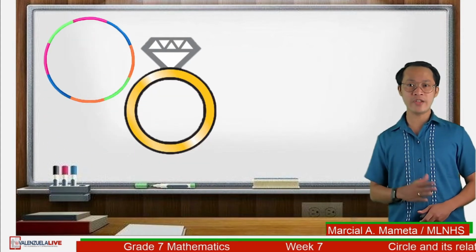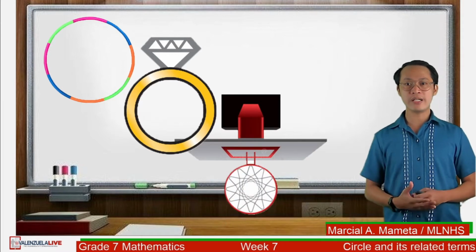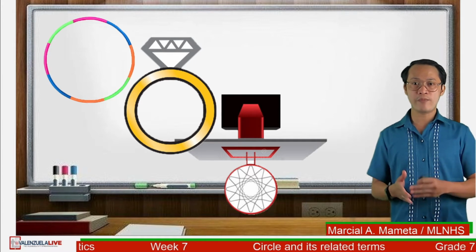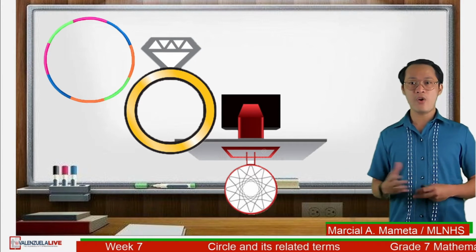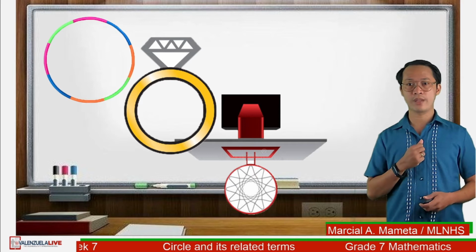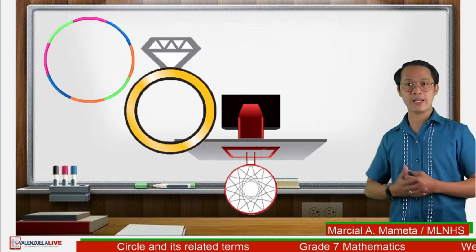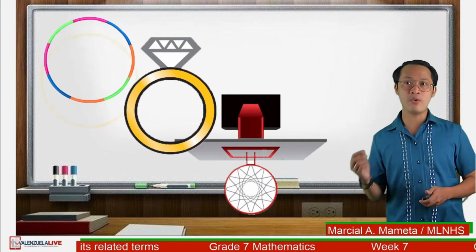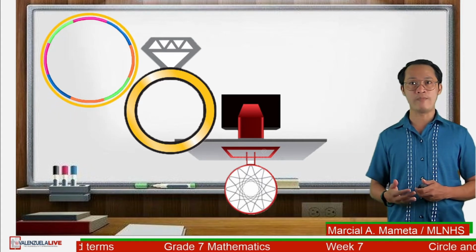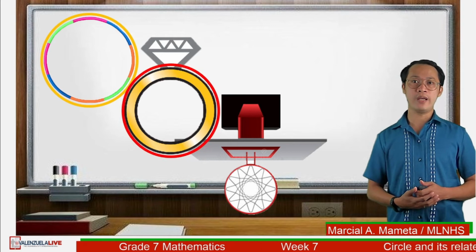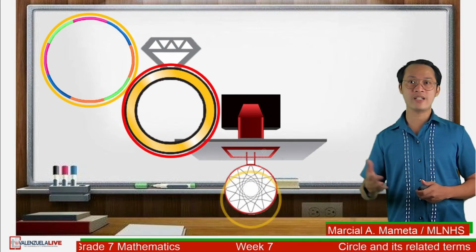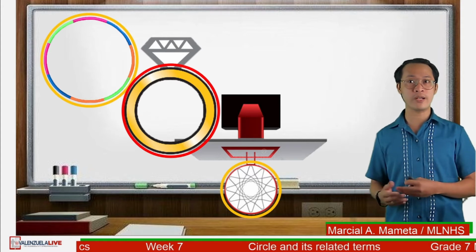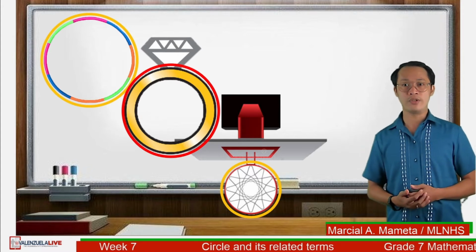Since the invention of wheels, circles have been extremely important to all humanity. In fact, you probably see circles almost everywhere you go. Here are some objects that may represent a circle. The first one is the hula hoop, followed by a wedding ring, and the last one is a basketball ring. Again, here are some representations of circles in our real life situation.